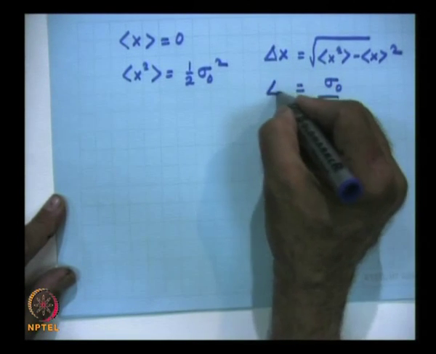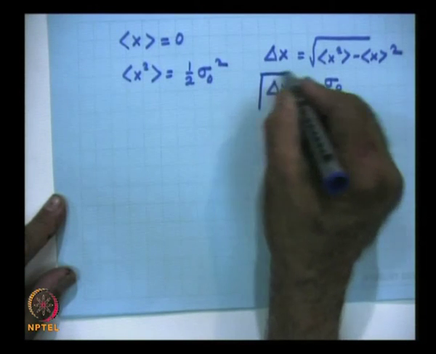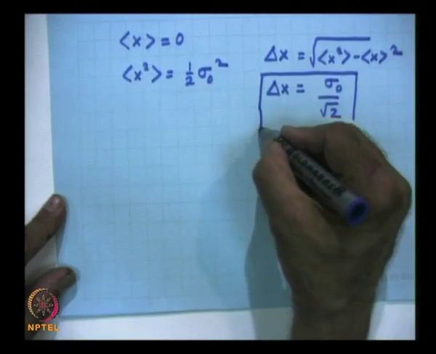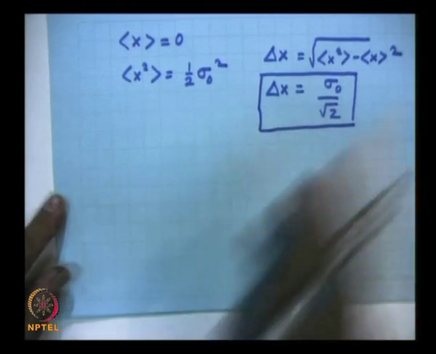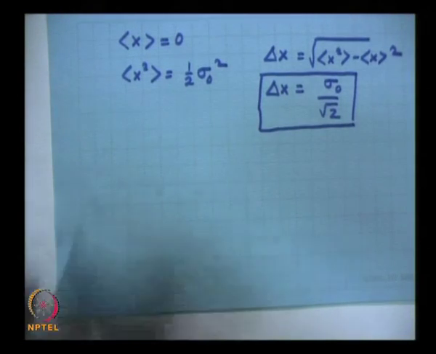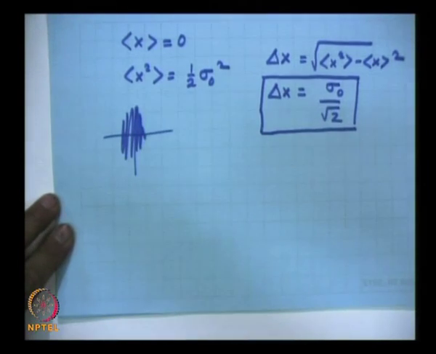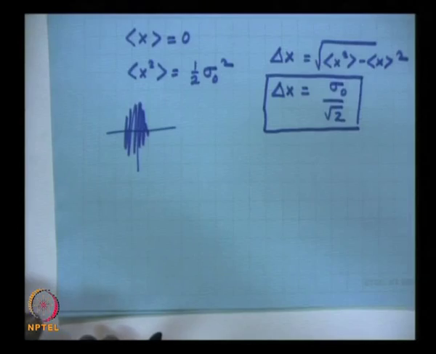This is the uncertainty, that if you make a measurement of the x coordinate of the particle, then it will be, I showed you a wave packet. So, the wave packet is such that it is localized within a distance of sigma 0.